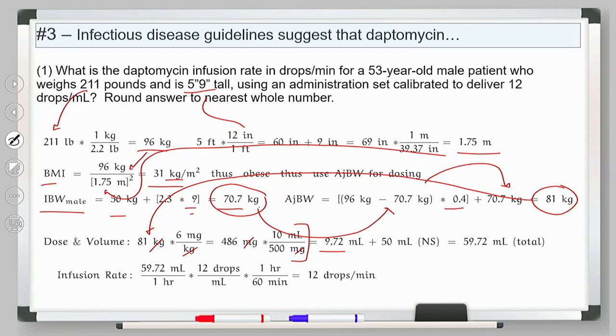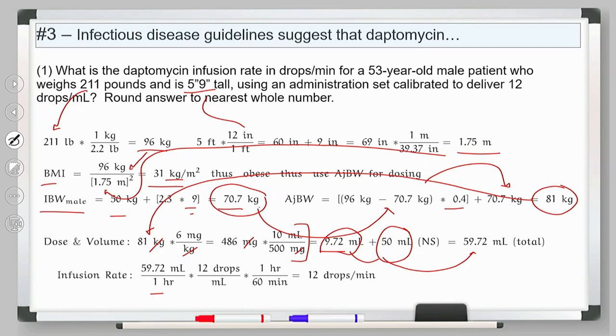So far, so good? The trick with that is we are not going to just inject it. It has to be diluted. What did the question say we're going to dilute it in? An additional 50 milliliters. So to this volume, we need to add this volume. Remember, the volumes are additive. So ultimately, the volume I'm going to infuse in this patient, both the diluent and the drug, is 59.72 milliliters. That's the volume I have to administer over 1 hour. It told me that in the question. So that's where the 59.72 milliliters per hour comes in.